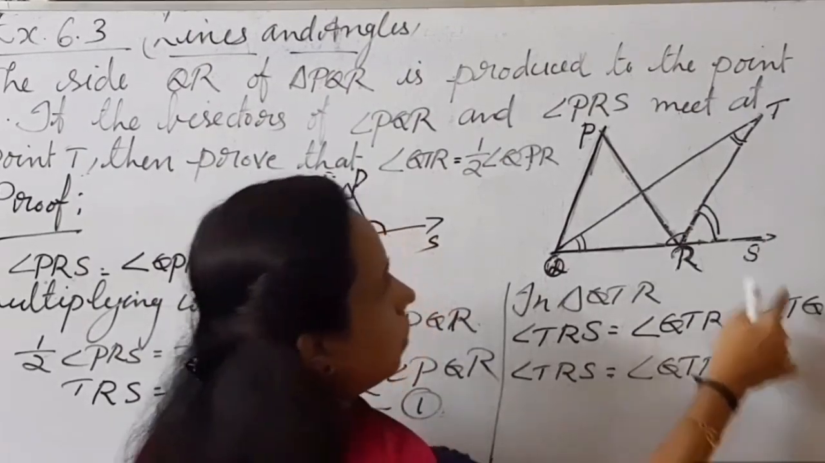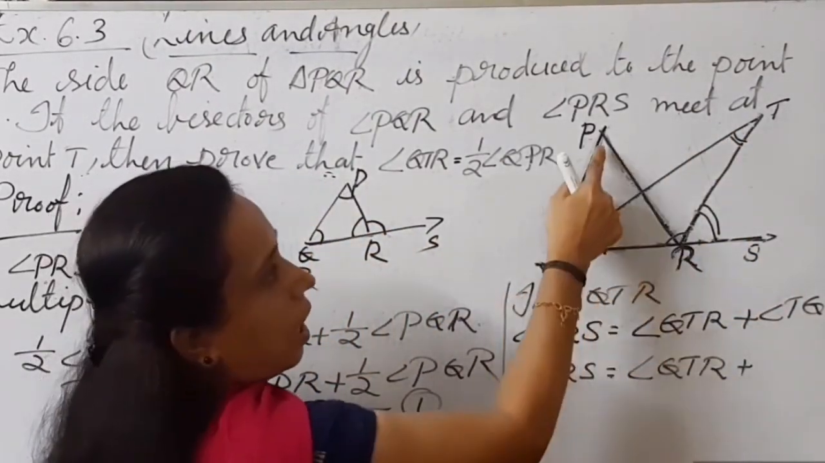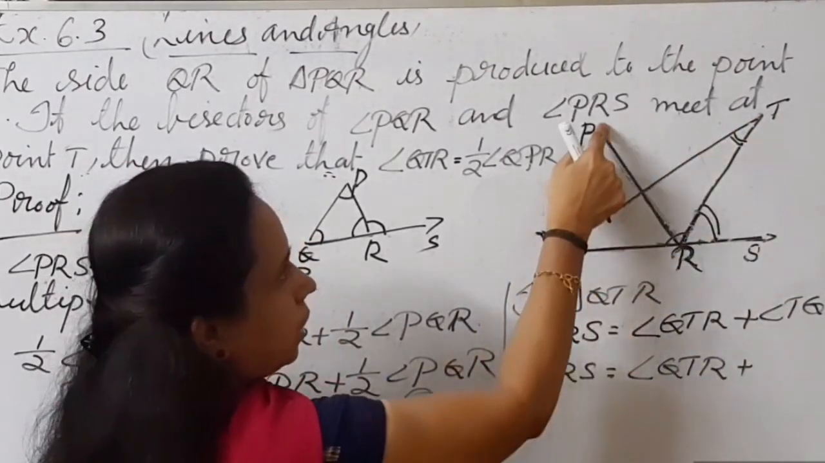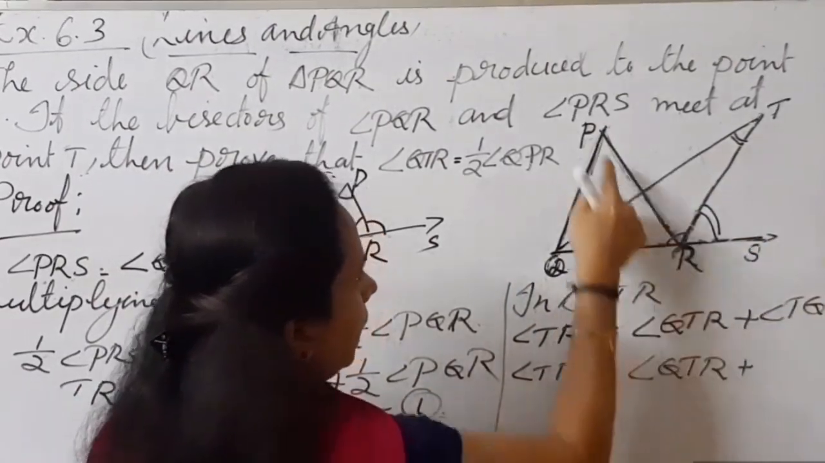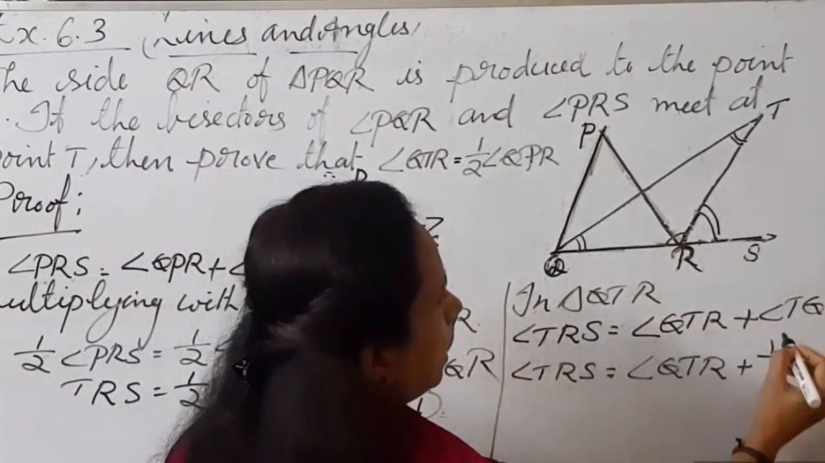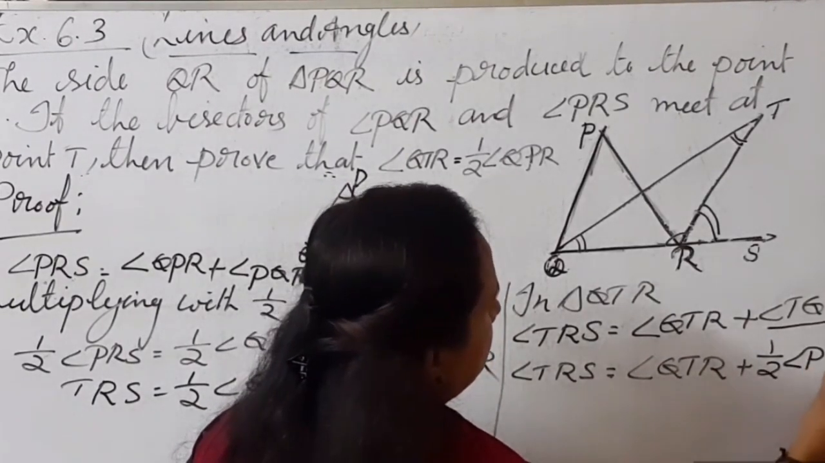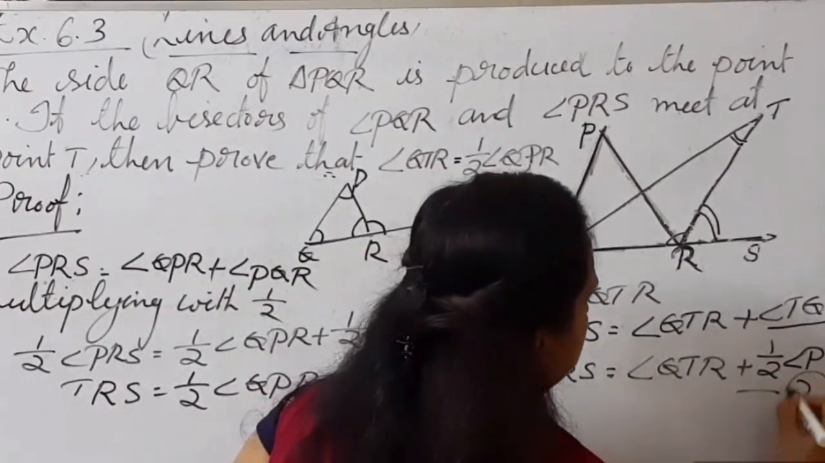But angle TQR is half of angle PQR, because QT is the bisector of angle PQR. Therefore, instead of this angle TQR, we can write half of angle PQR. Okay. Now, this is equation number 2.